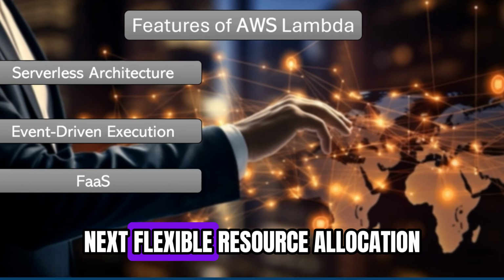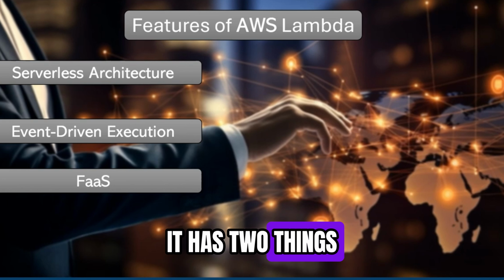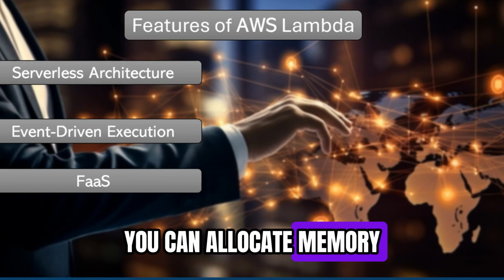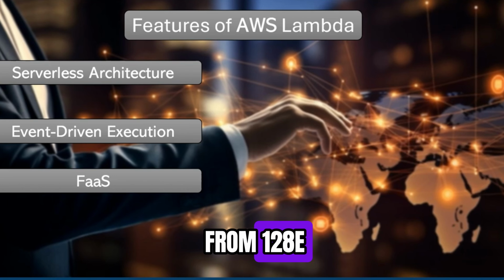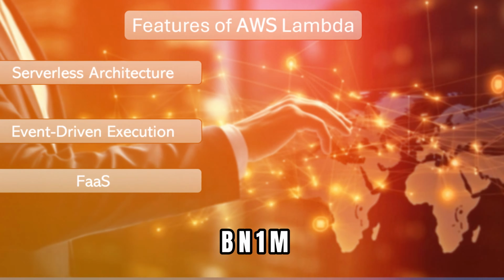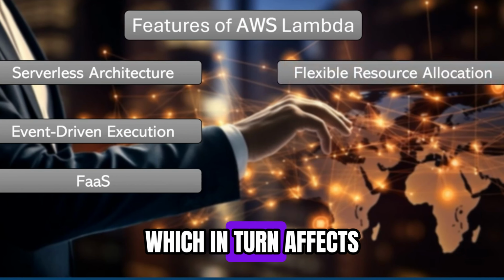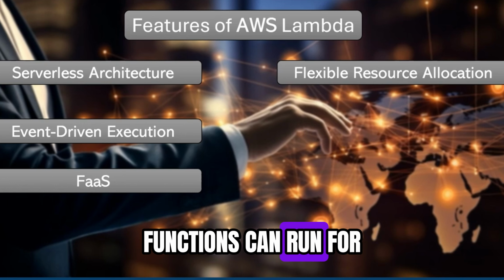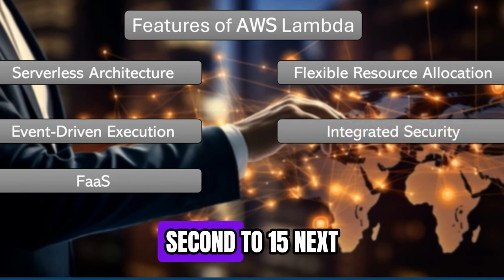Next, flexible resource allocation. It has two things: configurable memory and execution timeout. You can allocate memory to a Lambda function from 128 MB to 10 GB in 1 MB increments, which in turn affects the available CPU power. In execution timeout, functions can run for a configurable period from 1 second to 15 minutes.